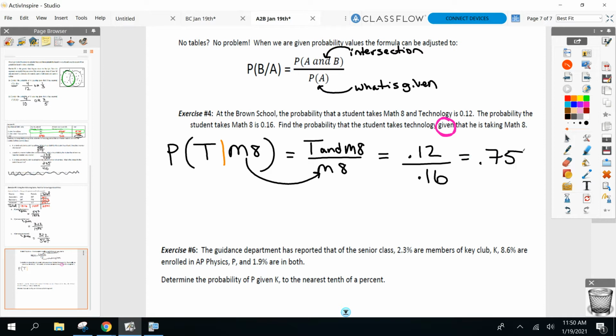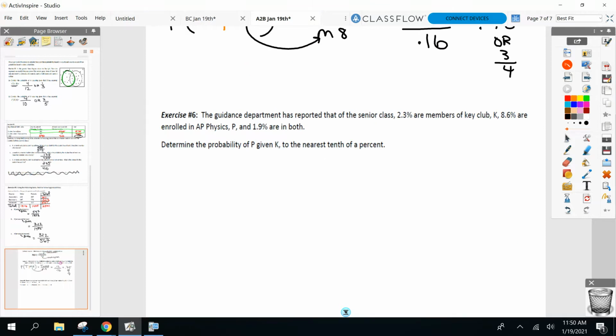Or you guys could hit the math button on your left-hand side and turn it into a fraction. Or you could leave it as 3/4. Either one is acceptable. Any issues there? Questions? Before we get to the last one. All right, last one. Sorry again, I told you it was going to be a longer day. You guys can read through about the senior class, Key Club, AP Physics, and Summer and Bolt.